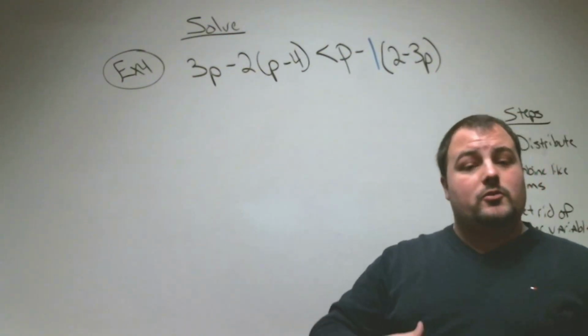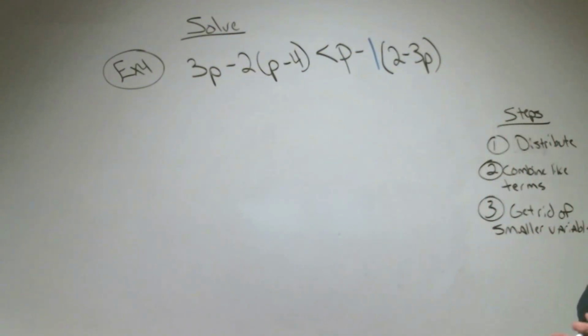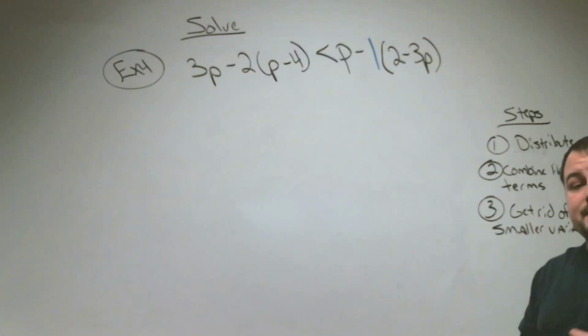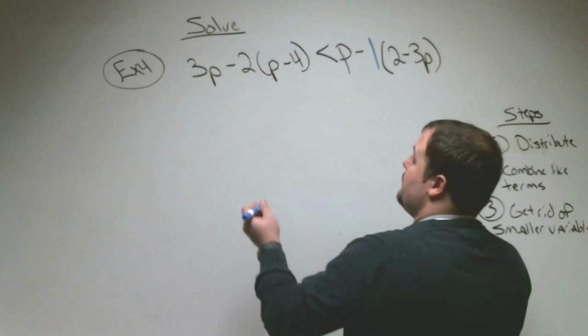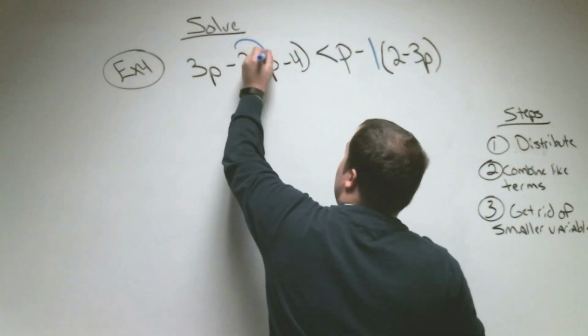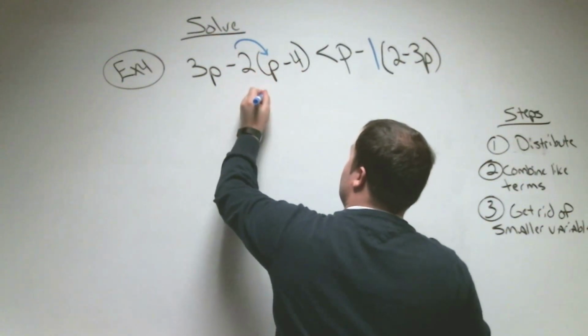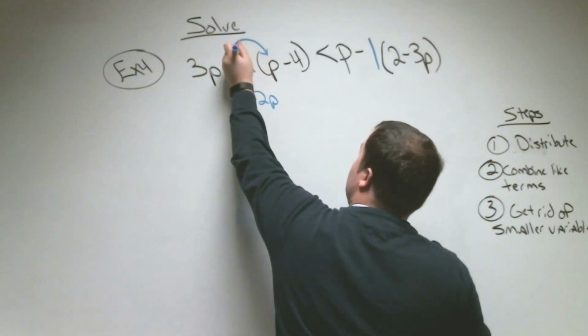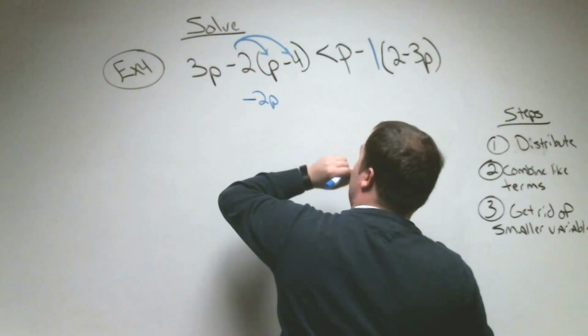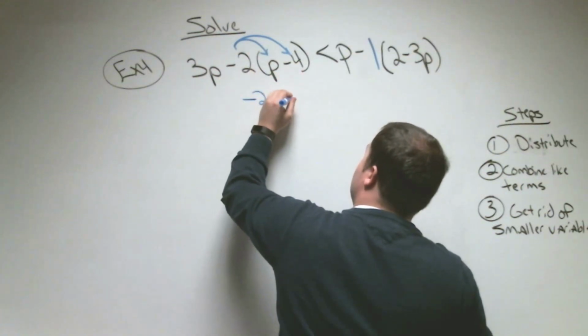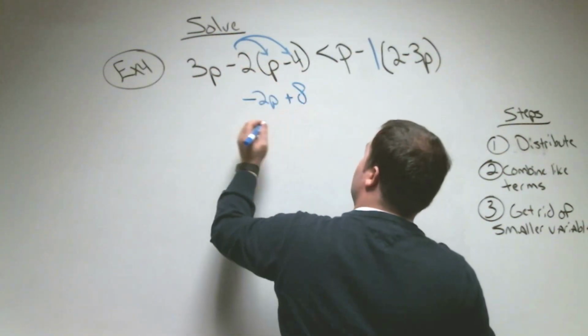So now we're going to follow the steps. First step, distribute. Second step, combine like terms. And third step, get rid of the smaller variable. So first thing we're going to do is distribute. Negative 2 times p is negative 2p. Negative 2 times negative 4. A negative and a negative make a positive. 2 times 4, that's 8.